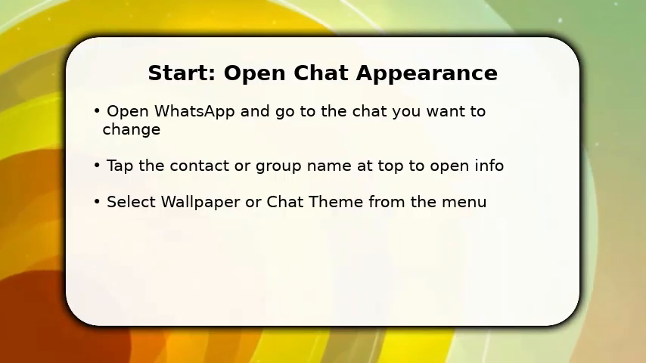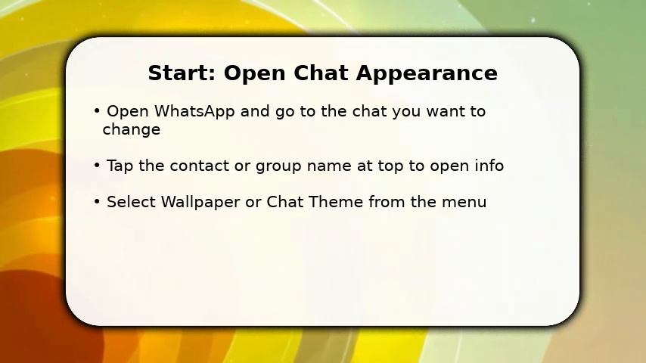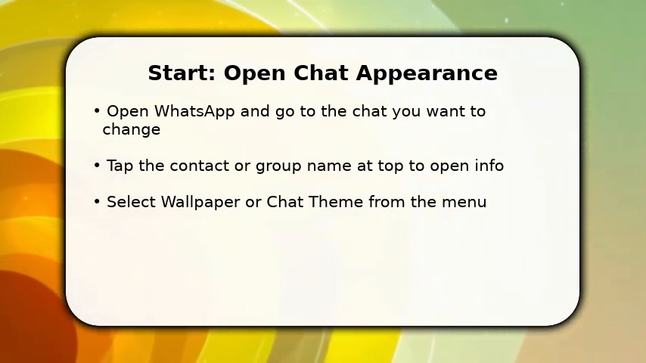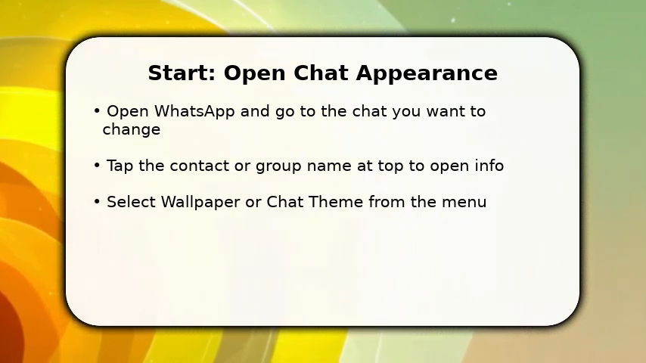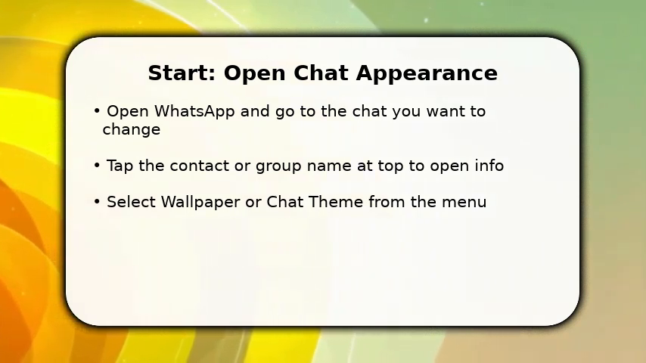You're starting inside the chat. You don't need to leave the conversation. First, tap the contact or group name at the top to open chat info. Once the info screen appears, locate and tap wallpaper or chat theme.